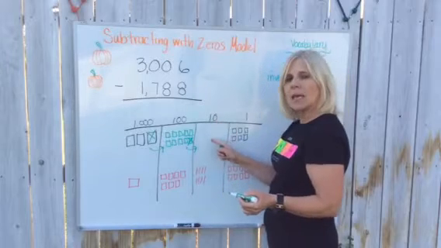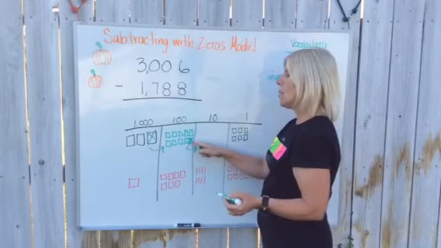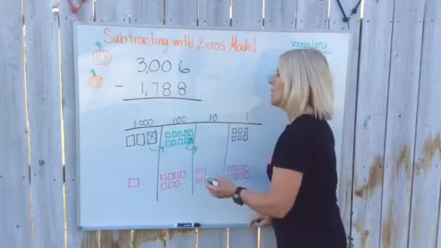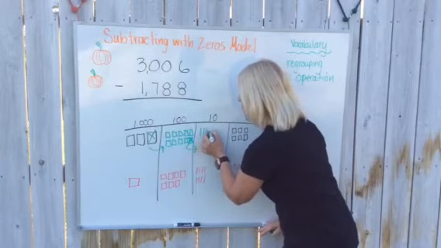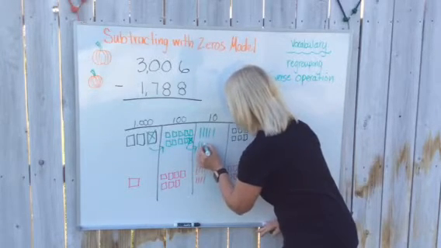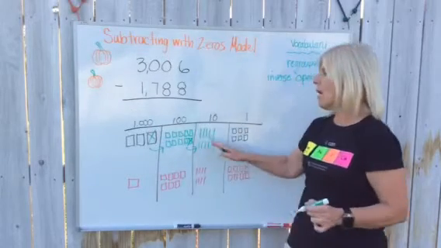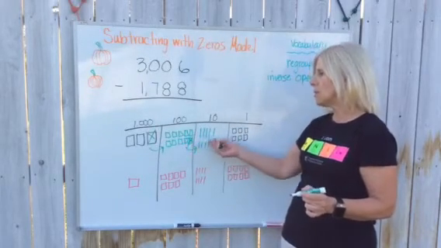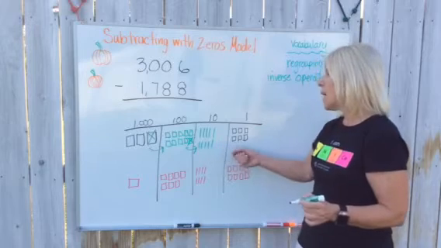And 10 times 10 is 100. So I'm going to make 10 rods. 1, 2, 3, 4, 5, 6, 7, 8, 9, 10. So there I have my 10 that I pulled out of the hundreds represented in tens now.